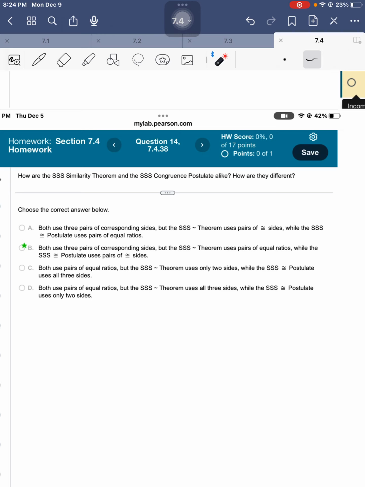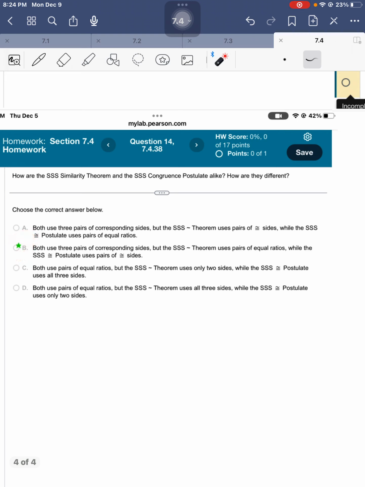Last one. How are the SSS similarity theorem and the SSS congruence theorem alike, and how are they different? Okay. Well, let's take a look at our answer, and we're going to work backwards. So both use 3 pairs of corresponding sides. That's true. But the SSS similarity theorem uses pairs of equal ratios, while the SSS congruency postulate uses pairs of congruent sides. That's exactly what it is.